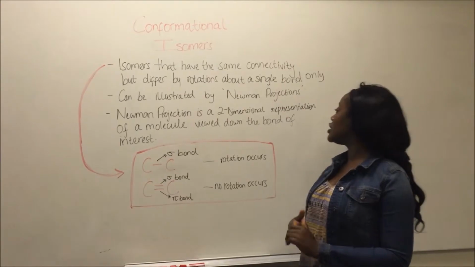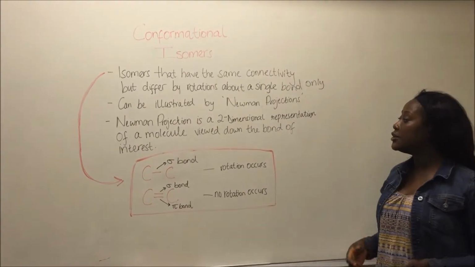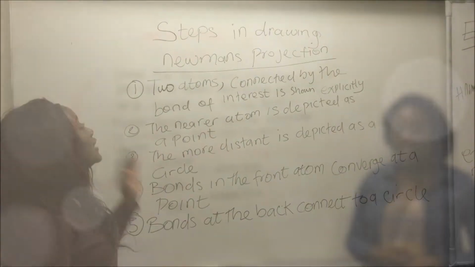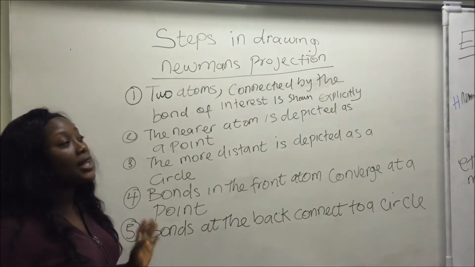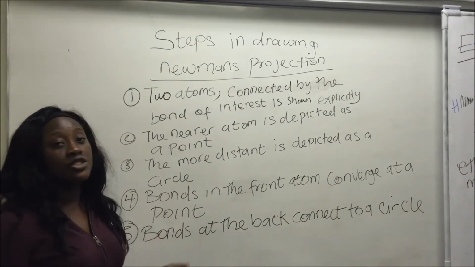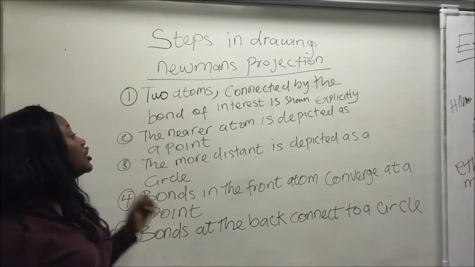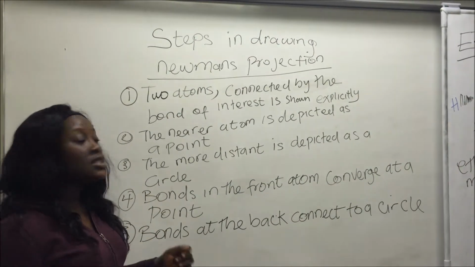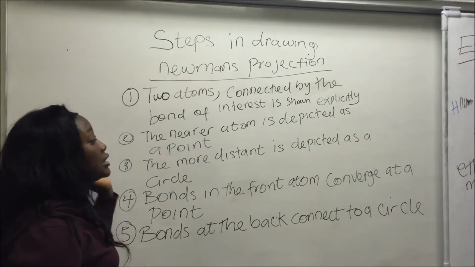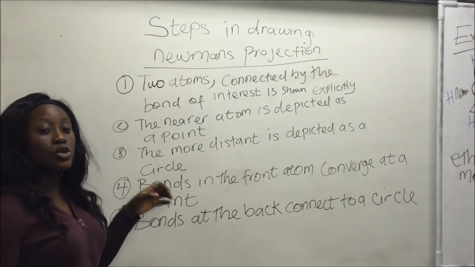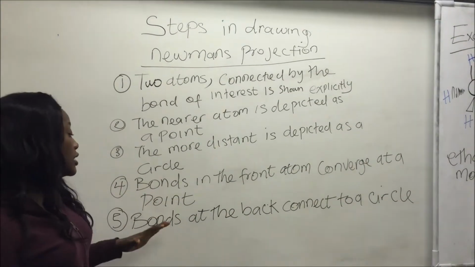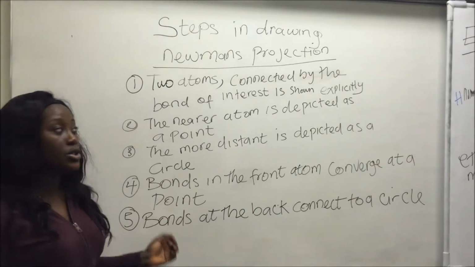Newman projection is a 2D representation of a molecule viewed down the bond of interest. These are the simple steps in drawing a Newman projection. The first step: the two atoms connected by the bond of interest are shown explicitly. The nearer atom is depicted as a point, while the more distant atom is depicted as a circle. The bonds in the front converge to a point, while the bonds at the back connect to a circle.